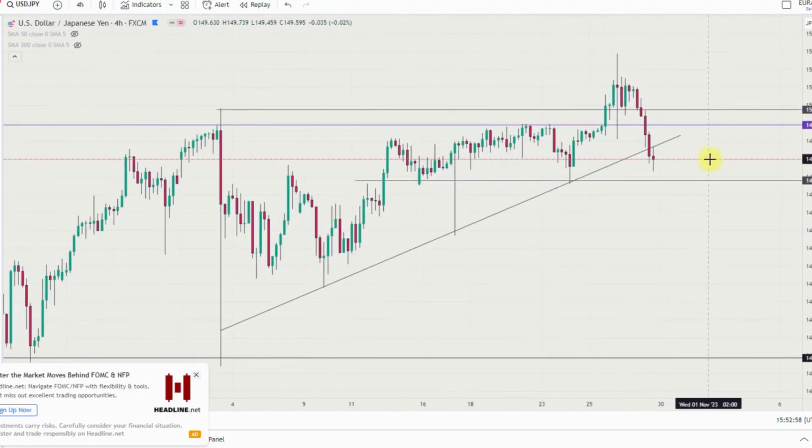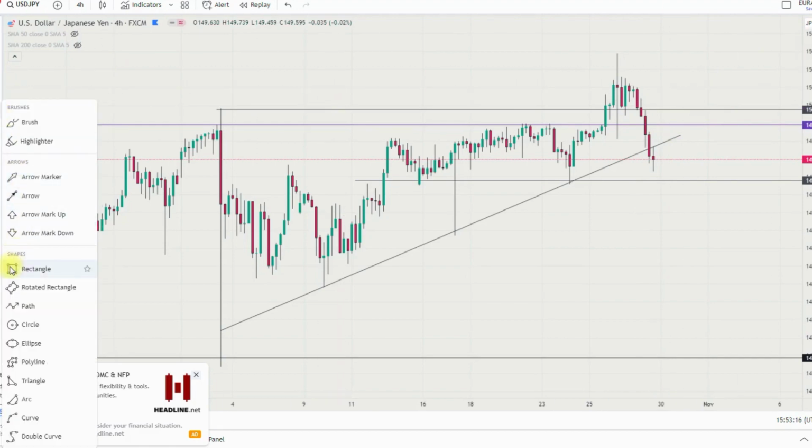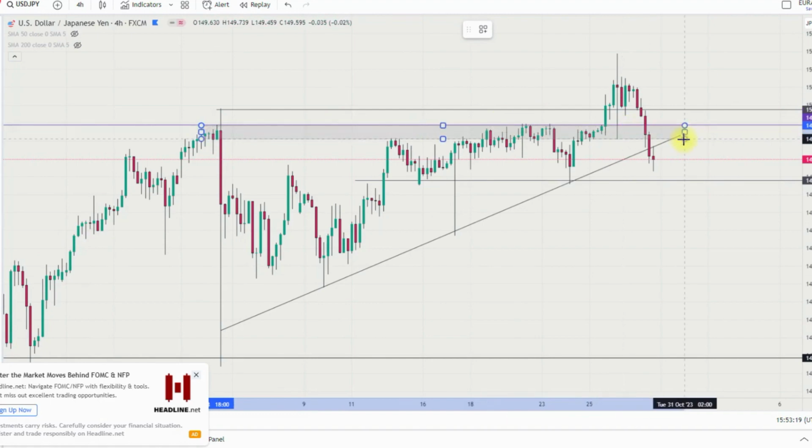So my bias is to the downside on US dollar JPY. If the market did not go above 149.981, because if we see something like this, then it means that the sell bias has been invalidated right there. But that place is the safe zone, as you can see.